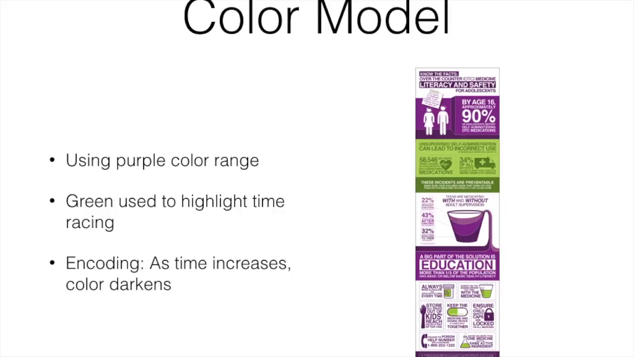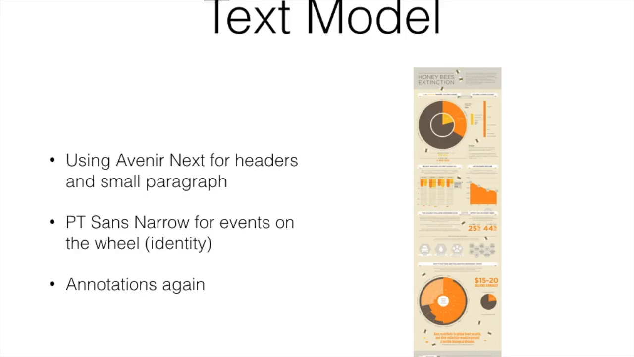And then lastly I used the green. I included it in here as well to really highlight the time that he spent racing. Otherwise it wouldn't stand out as much, and I wanted it to really pop so the reader would be curious about what is going on with the green line. And then with my text model, the same fonts, obviously. I used the PT Sans Narrow for the events on the wheel, so those are my identity labels. And I also used annotations again, the same annotations with the dashed circles and lines.